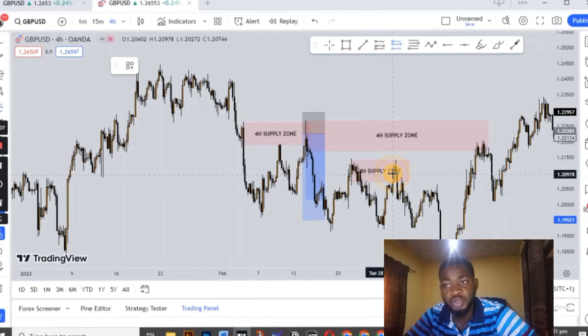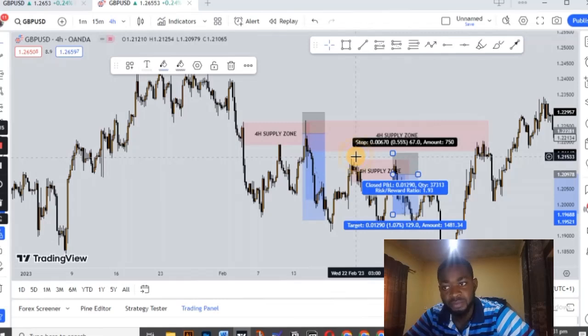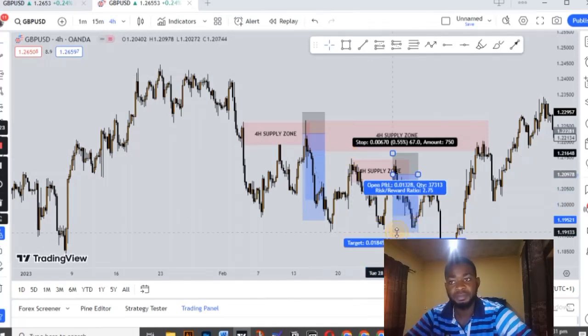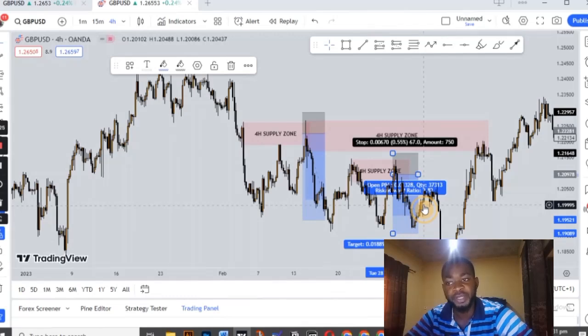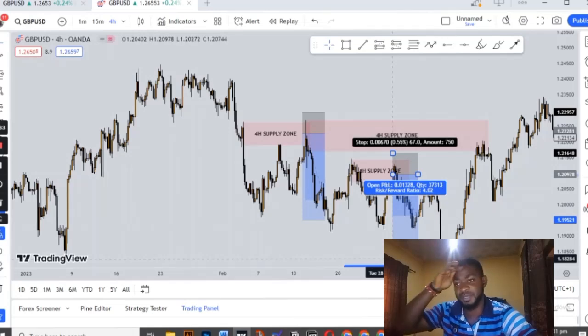Make sure that your stop loss is always a little bit after the zone, above the supply zone. So now, see, we're able to make good profit, close to 3 RR. And if you're able to hold your trade very well, you see how much you make here. You make 4 RR. Good return on investment.